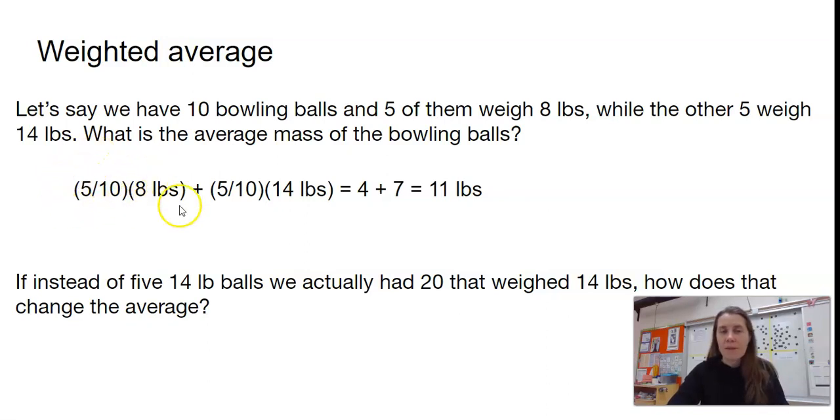All right, so that times the mass of that particular isotope, or that particular bowling ball in this case, then the fraction that are the other mass, all right, and then we add those together.